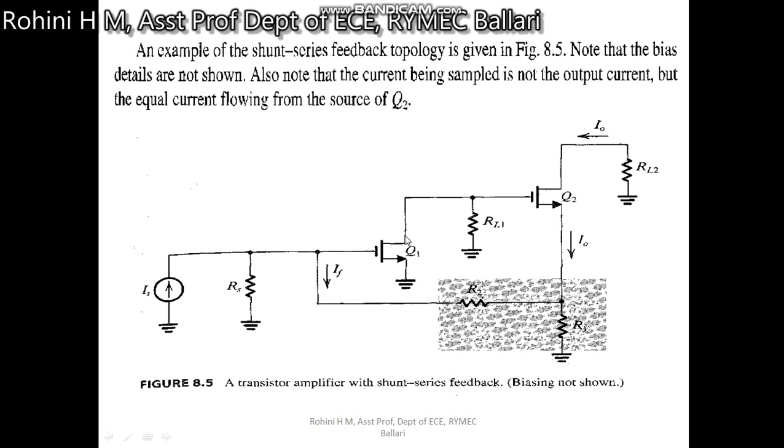As an example, consider this circuit, a transistor amplifier with shunt series feedback. At the input side the current is connected in parallel, whereas at the output side it is connected in series. Note that bias details are not shown. Also note that the current being sampled is not the output current but the equal current flowing from the source of Q2, the source terminal of the transistor.